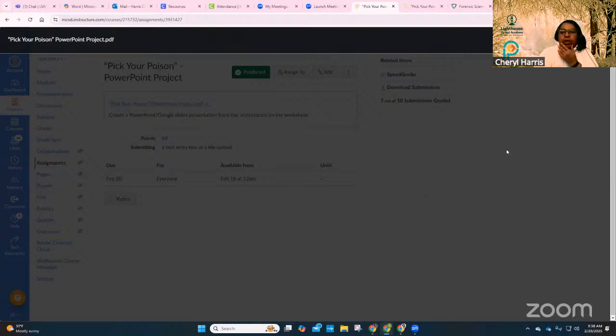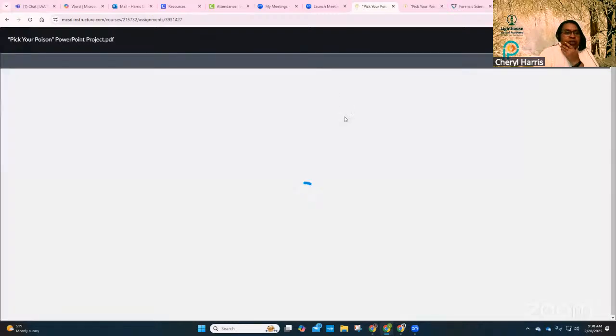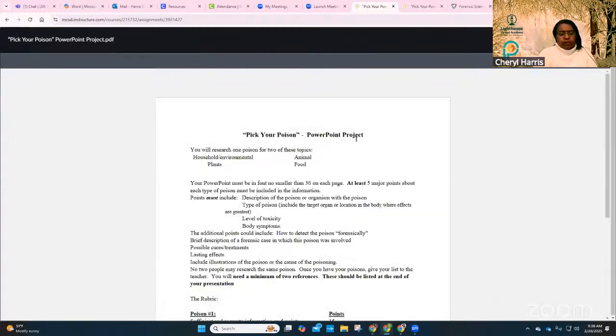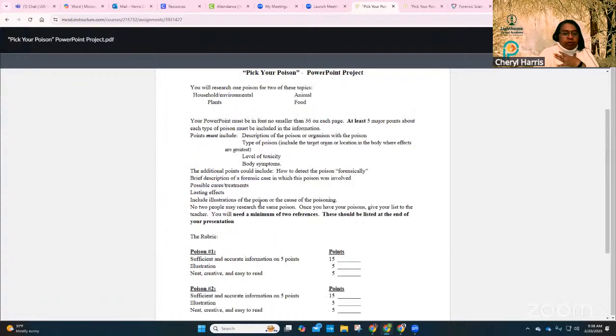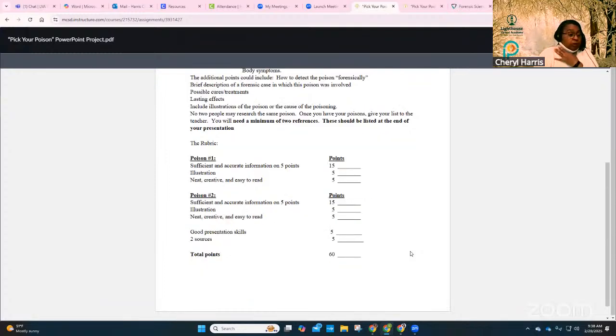I looked at one just now that, while it was very well done and very detailed, you had to actually read it to figure out what the heading was, whether it was household, plant, animal, or food. So please make sure that you classify what your poison is, and then answer all of these, or at least five of these points. Some of you have done very nicely and included a case study, and I like that. That was good. So thank you. Those that I've read already are well done.